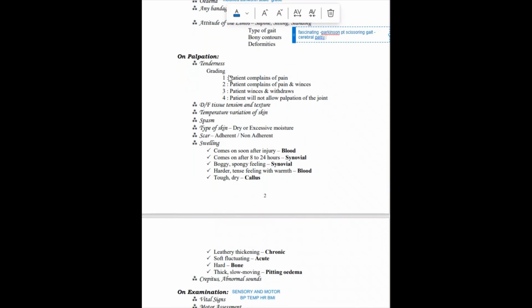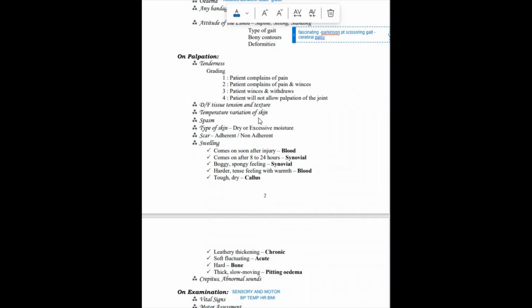Here the grades are already mentioned: in grade 1, the patient complains of pain; in grade 2, the patient complains of pain and winces, which is an uneasy expression on the face of the patient. In grade 3, the patient winces and withdraws the affected part, and in grade 4, the patient will not allow the physiotherapist to even palpate the joint.